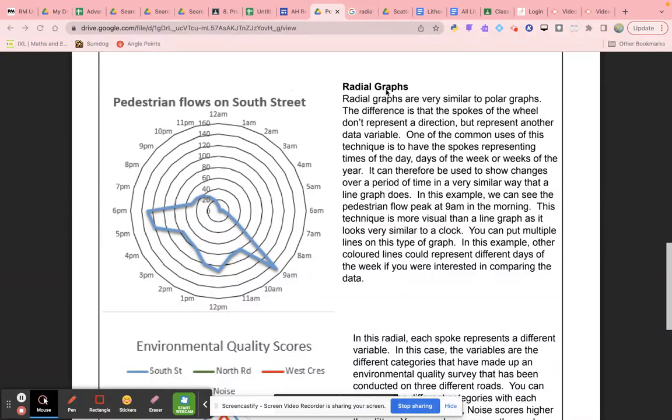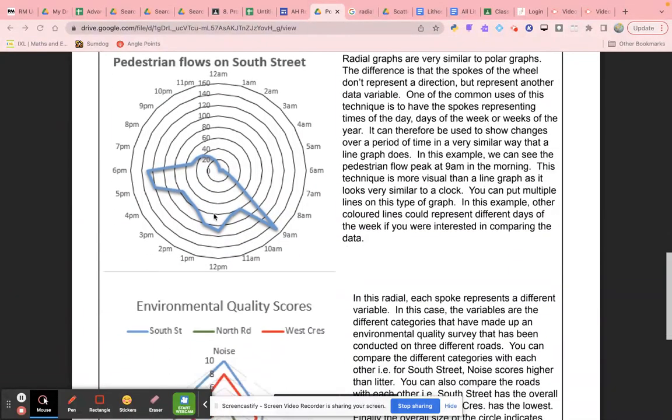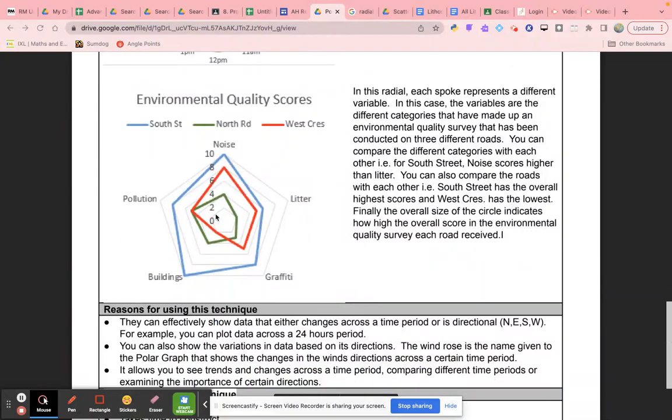So that's a radial graph that we've just looked at. Just like with the polar graph, it can be quite difficult to interpret for somebody that's not familiar with it. And if you start putting multiple lines on it, it can start to become a little bit confusing, which is what we see in our next example.